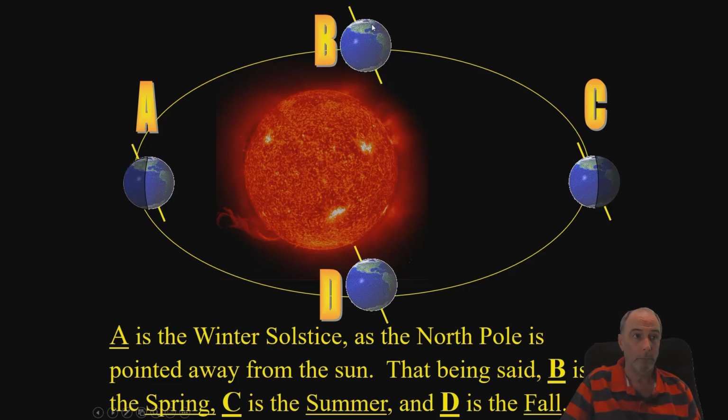B, well, we're going this way. What comes after winter? Spring. So B is spring. That means summer, pointed totally to the sun, getting all the heat, summer. And what comes after summer but the fall, which brings us back to A, winter.